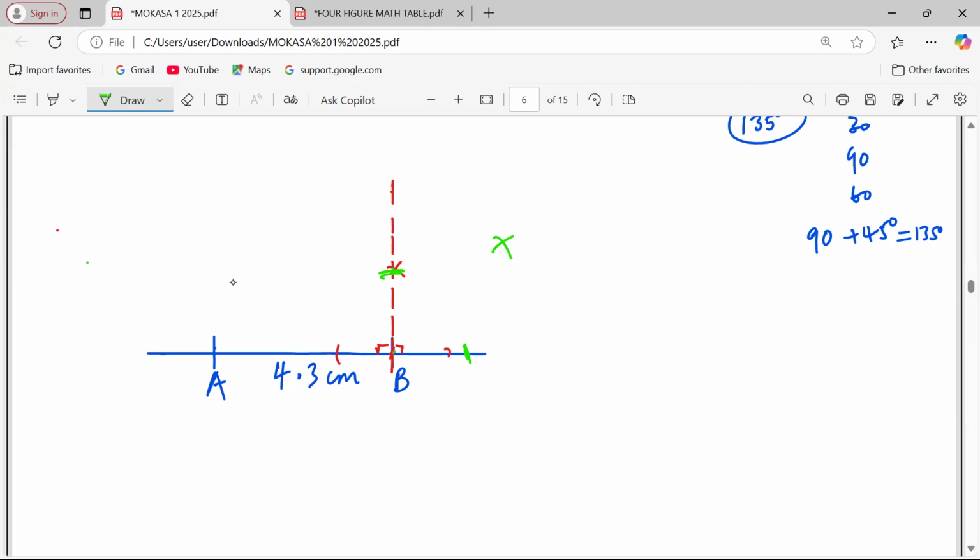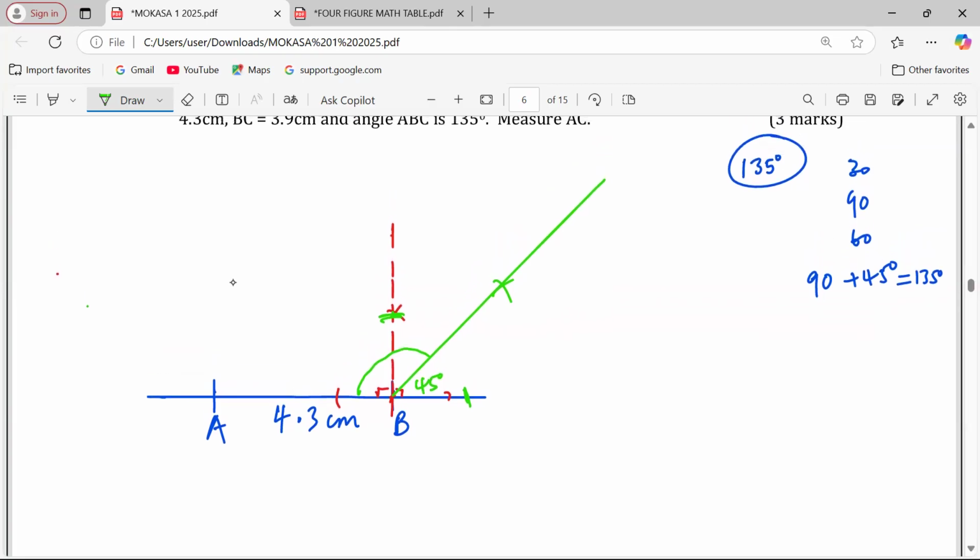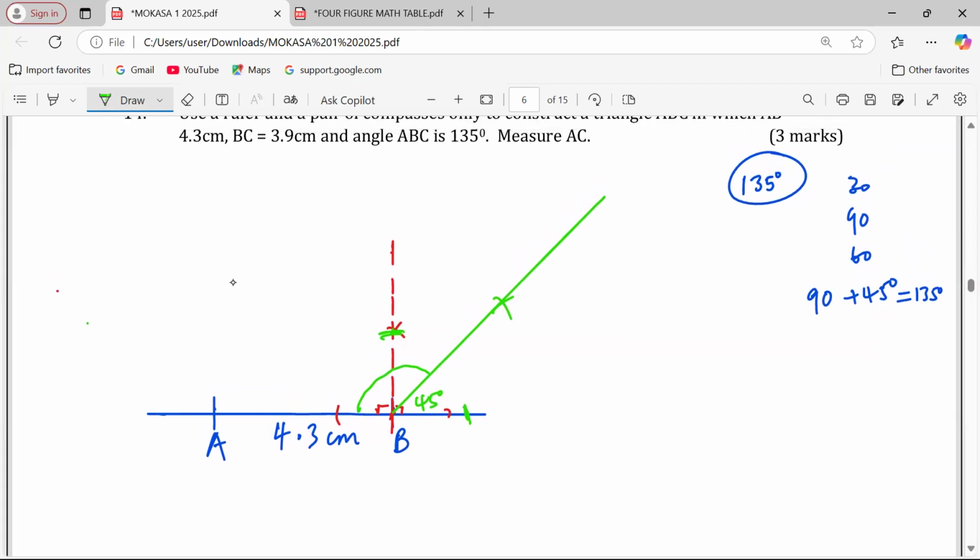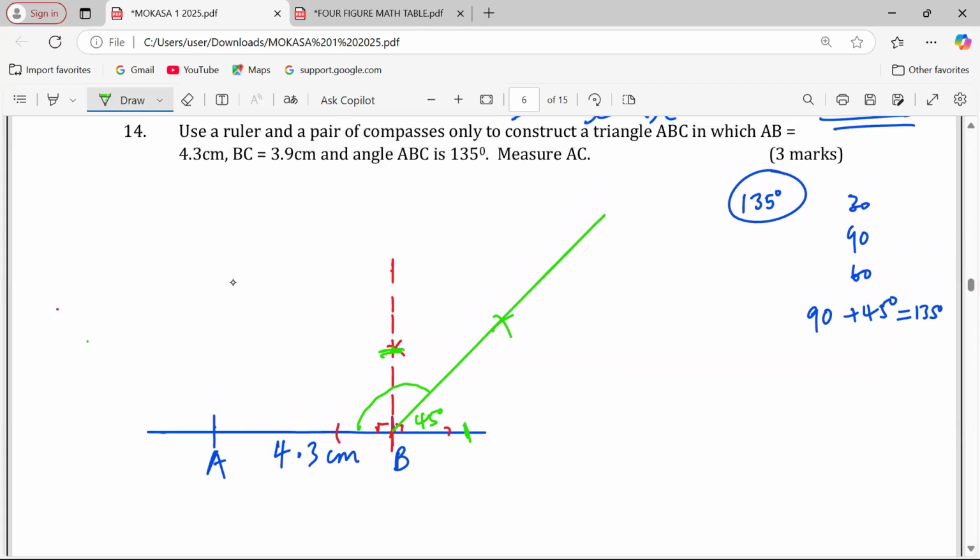Once we bisect it that way, this one automatically will become 135, because this is a 45 here. Automatically 135. So we have our angle 135 degrees. Along this angle now, because we are from B, we will measure our 3.9. Our 3.9 that way.